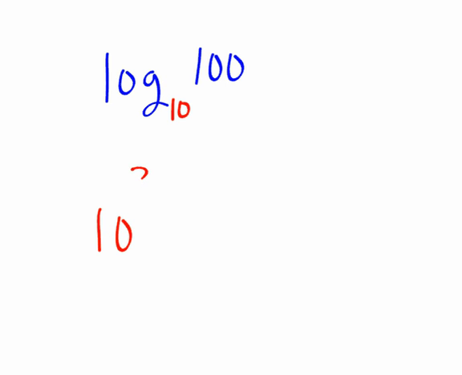Final thing, if there's no base written, like this, that automatically means that there's a base 10. That is our number system. This would evaluate to 10 to the what exponent would give you 100? Oh, that would be 2. So remember, if there is no base there, we're going to assume that it's base 10.